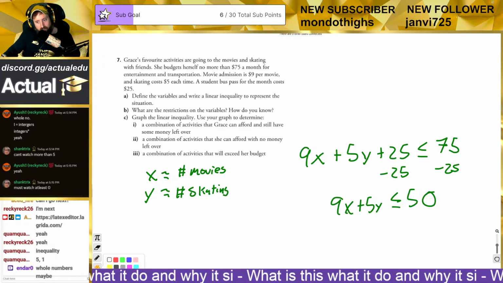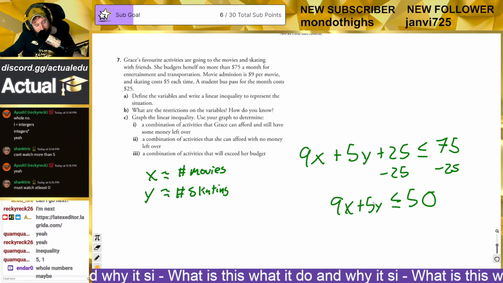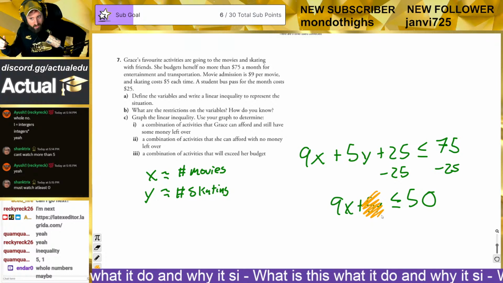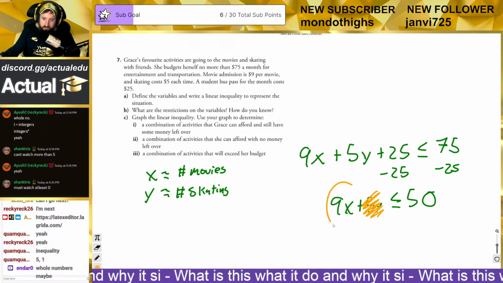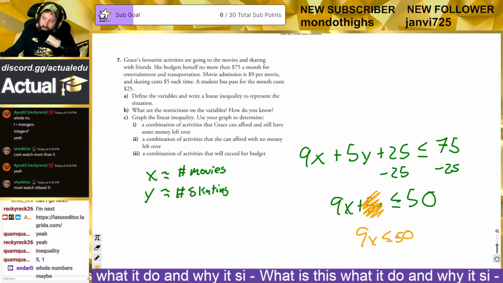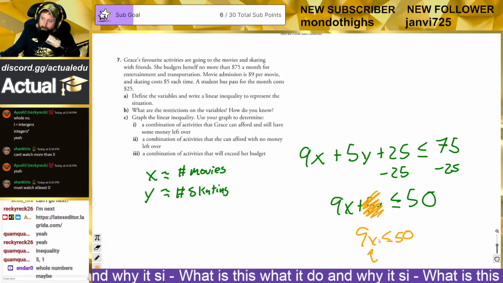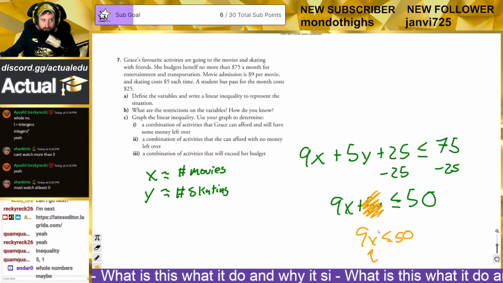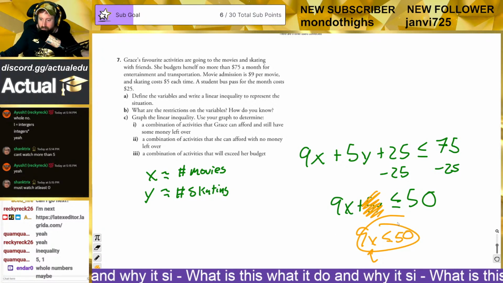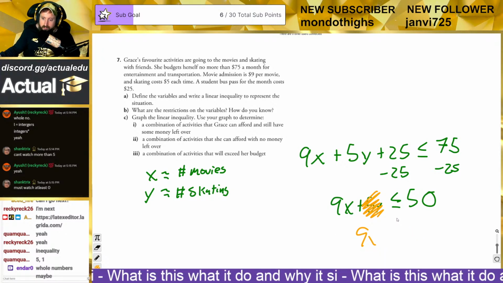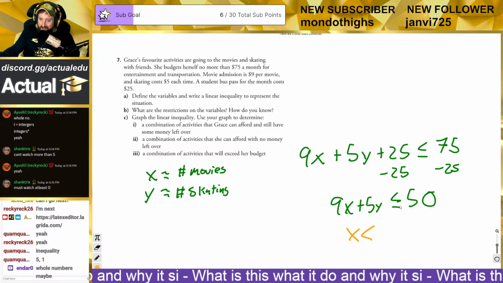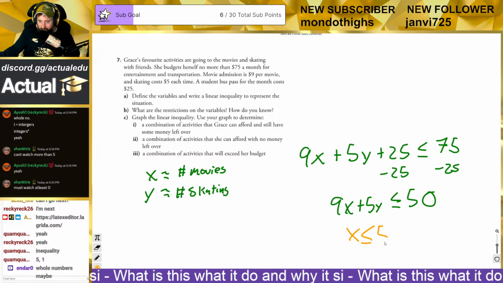Yeah. So if you look at this, if she went skating 0 times, you would then have 9x is less than or equal to 50. And the biggest integer you can put in for x here is going to be 5. Because if you put in 6, you get 54, and that's too much money. So we know x must be less than or equal to 5.